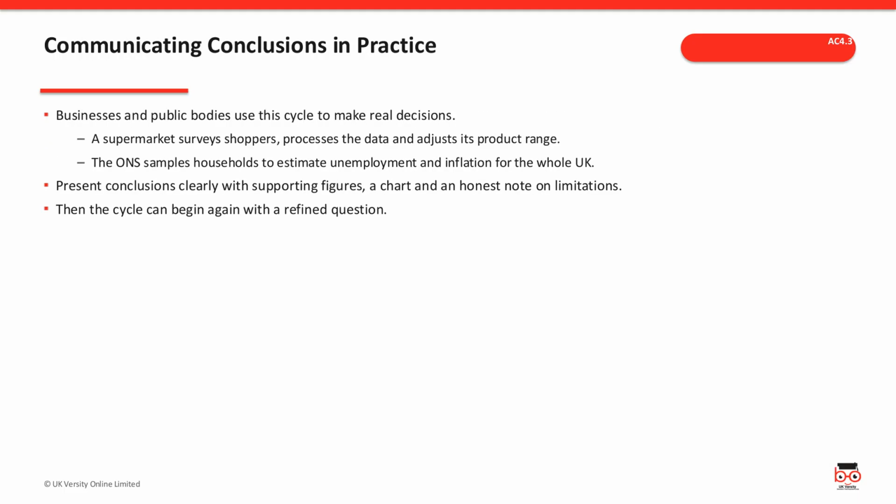This cycle isn't academic. Organizations run on it. A supermarket surveys its shoppers, processes the responses, and adjusts which products it stocks. The Office for National Statistics samples households to estimate unemployment and inflation for the entire UK. In each case, they present conclusions clearly, with supporting figures, a chart, and an honest note on limitations. And then the cycle starts over, with a sharper question the next time round.